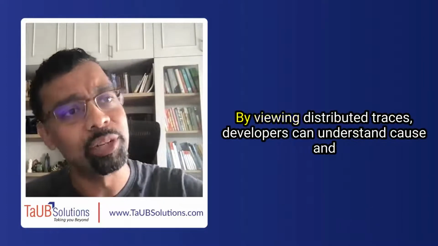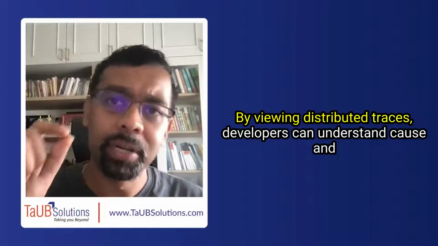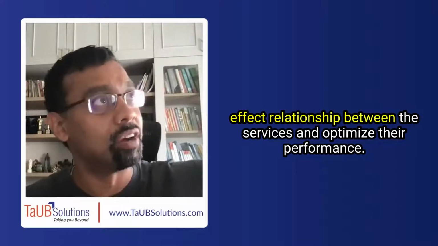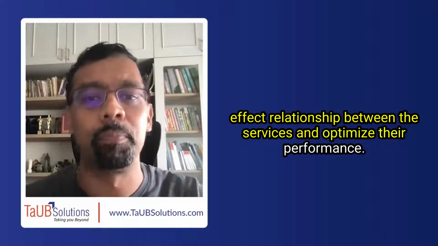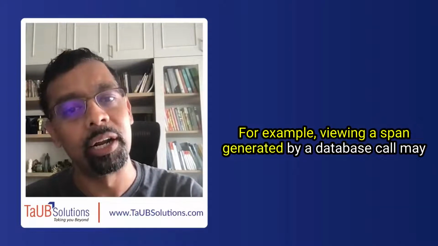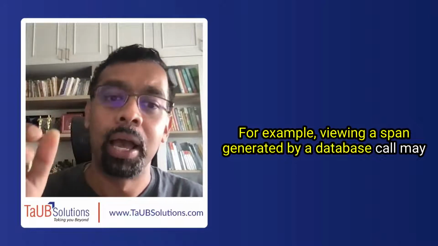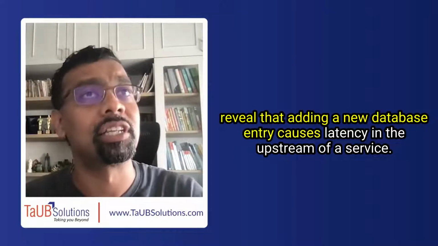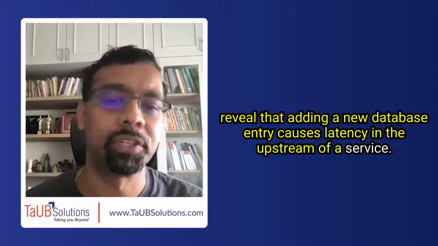Number two, understand service relationships. By viewing distributed traces, developers can understand the cause and effect relationship between the services and optimize their performance. For example, viewing a span generated by a database call may reveal that adding a new database entry causes latency in the upstream of a service.